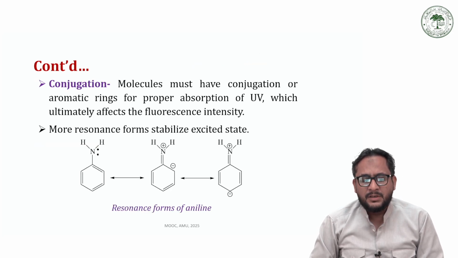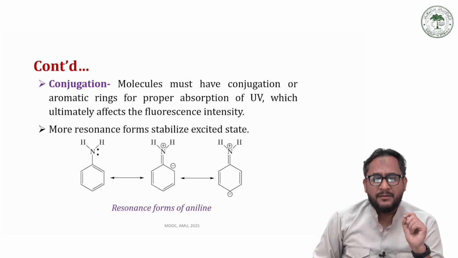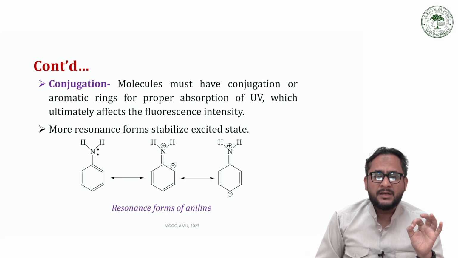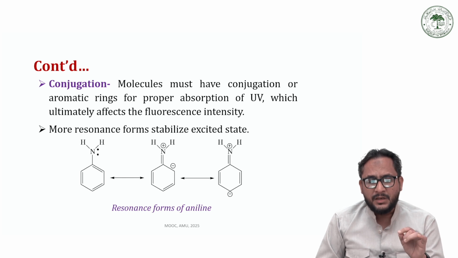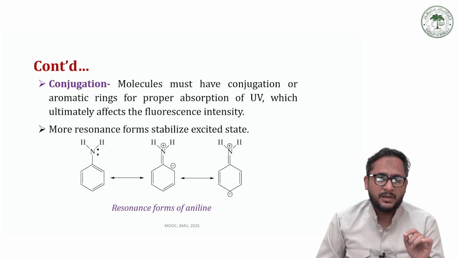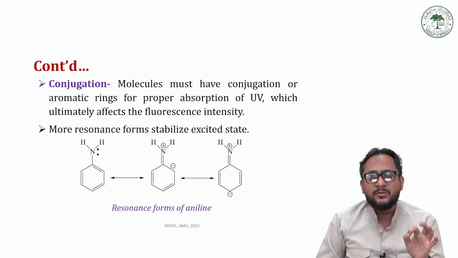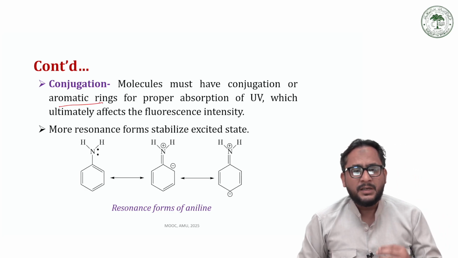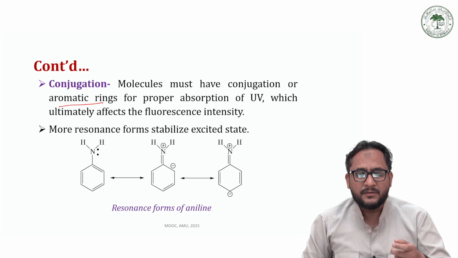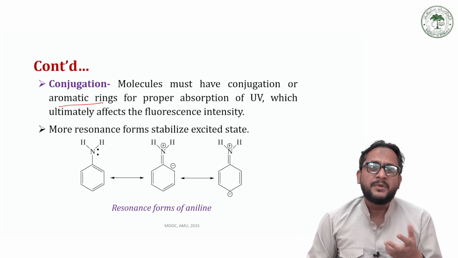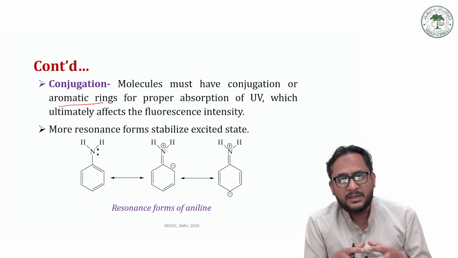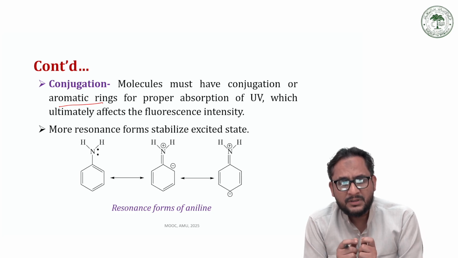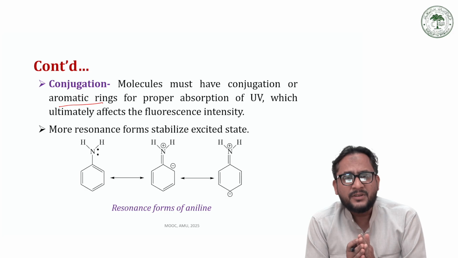Then conjugation. The molecule must have conjugation. Yesterday also I told you that the presence of an aromatic ring is a very good thing for fluorescence to occur. Most of the fluorescent molecules are aromatic in nature. So if a sample is aromatic, of course there are chances that it will show fluorescence, and in that aromatic ring the fluorescence also depends upon the number of rings as well as the conjugation.